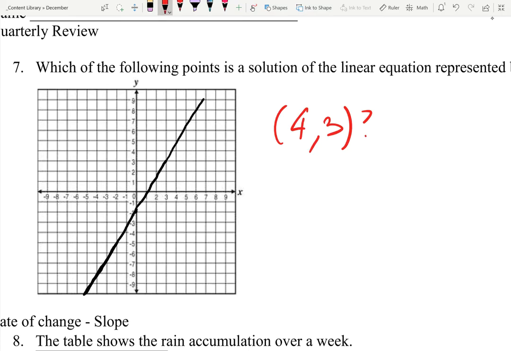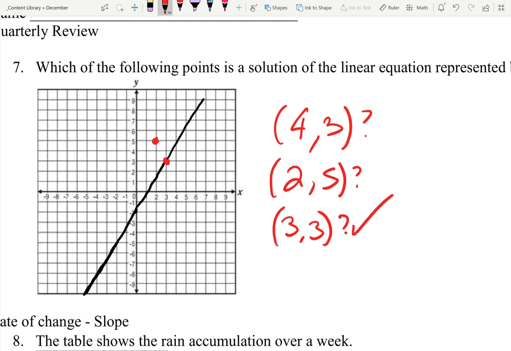What about the point 2, 5? Is the point 2, 5 on this line? Well, if you go to the point 2, 5, you'll know it's not on the line, right? So I should have thrown that in there before this, but anyway, you're going to see questions like that, right? What about the point 3, 3, right? Is that on there? Well, if you look at it, it actually is, right? 3, 3 is on the line.